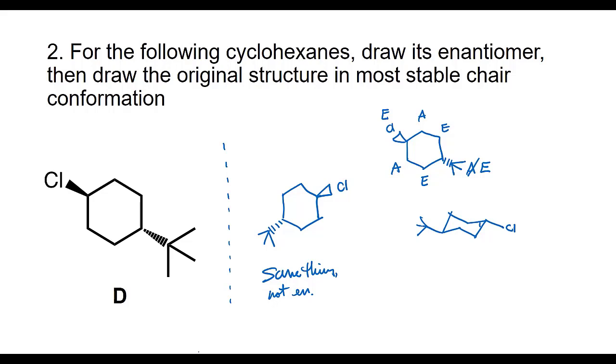So, a quick note, this is what we call a tert-butyl. And this is going to be always equatorial. So for example, if I had this and the chlorine was an axial, the tert-butyl will always force itself into the equatorial, even if it makes everything else unstable, because it's so big. Does that make sense?